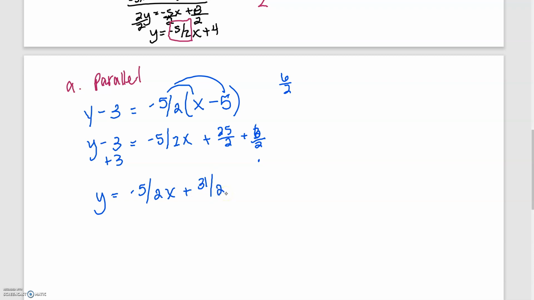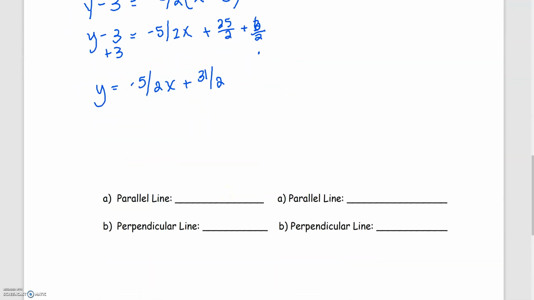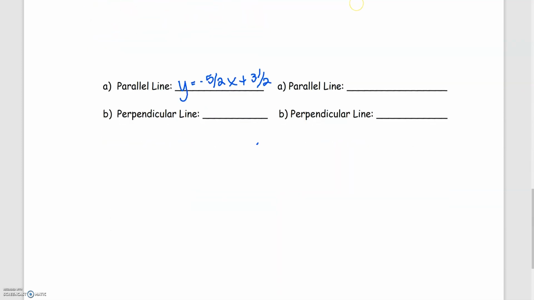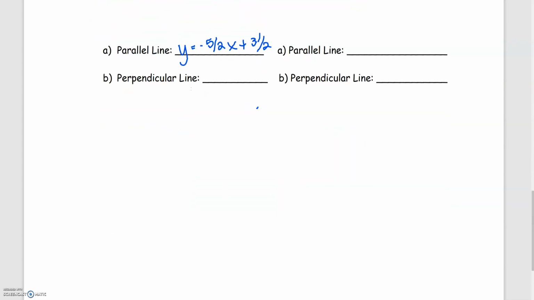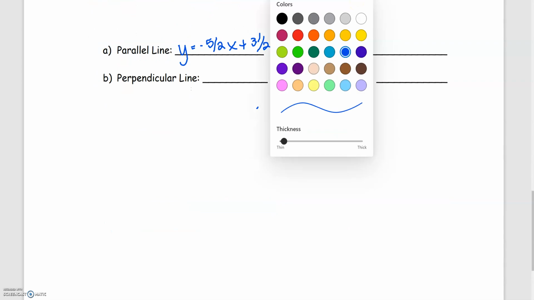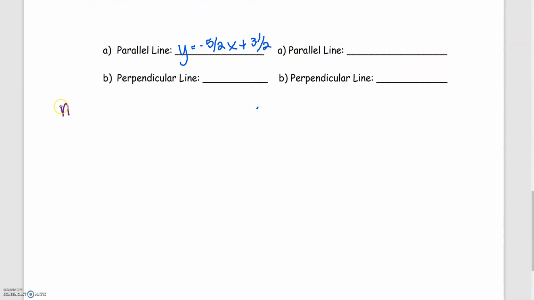All right, so there's our parallel. I'm going to go ahead and write that one down here on my parallel line. And then we are going to figure out perpendicular. And I'm going to do it down below this little section here. All right, so perpendicular. Now I need to change my slope. So let's go ahead and change our slope to be opposite reciprocal. So if it was negative 5 halves, I'm going to put the 2 on top and the 5 on the bottom, and it's going to become positive.